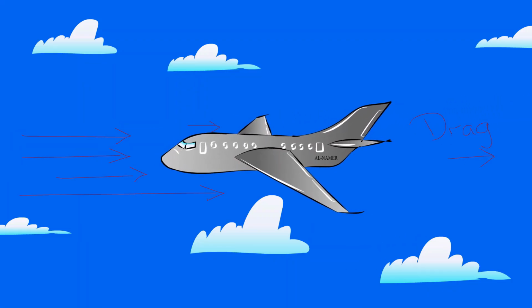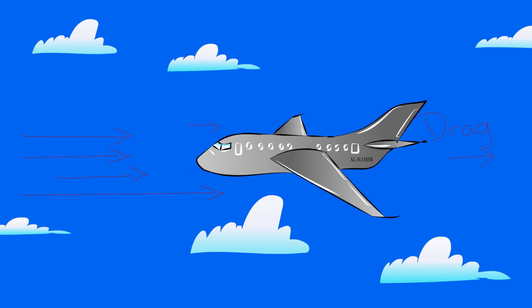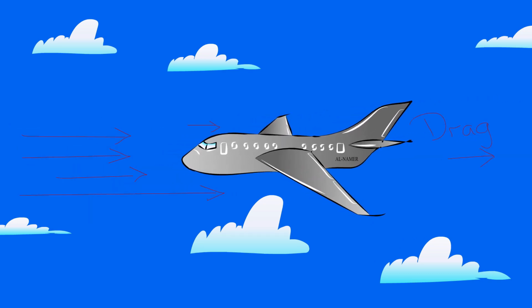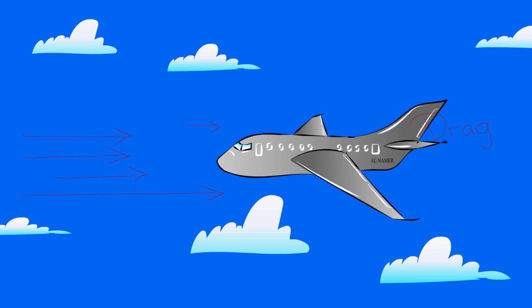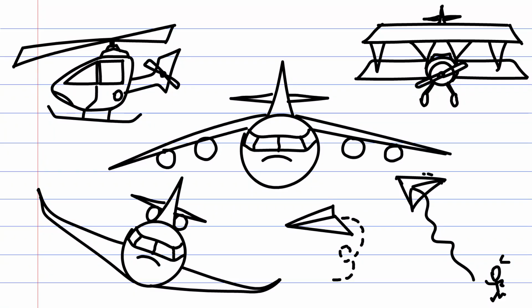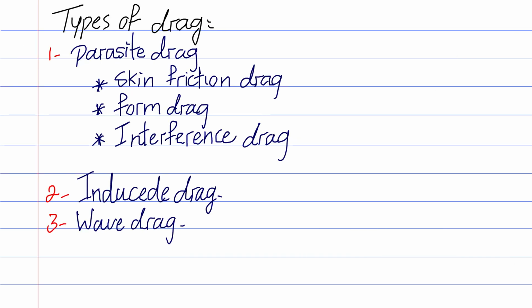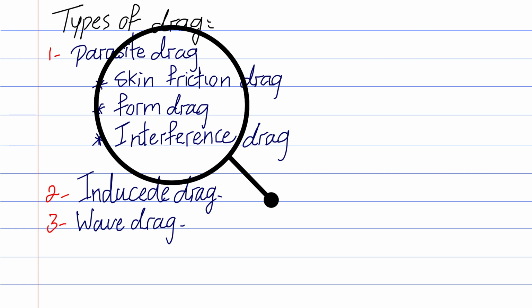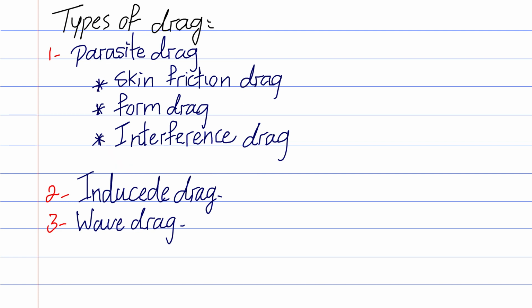We explained drag before and we said drag is the force opposing thrust, which is the forward motion of the aircraft through the air. And all the airplane parts, without exception, produce at least one of the 6 types of drag. These types are parasite drag, induced drag, wave drag. Under parasite drag, there are actually 3 types of drags: skin friction drag, form drag, and interference drag. We will cover parasite drag and the 3 types listed under it in this video, and we will cover the rest of the drags in the next video.